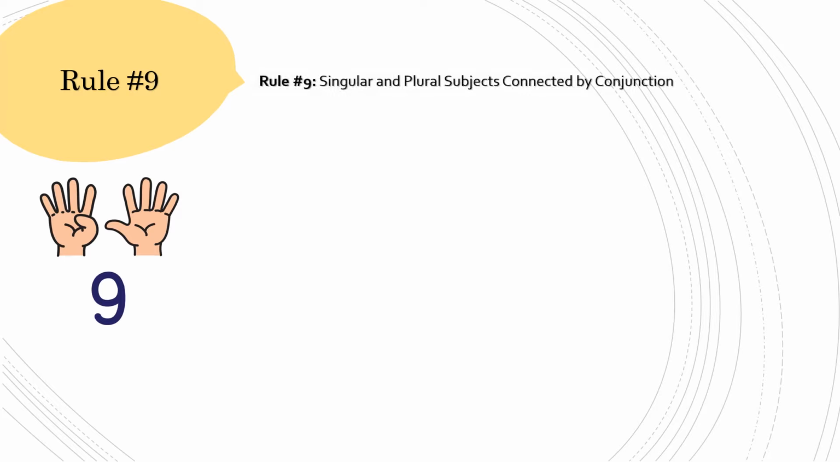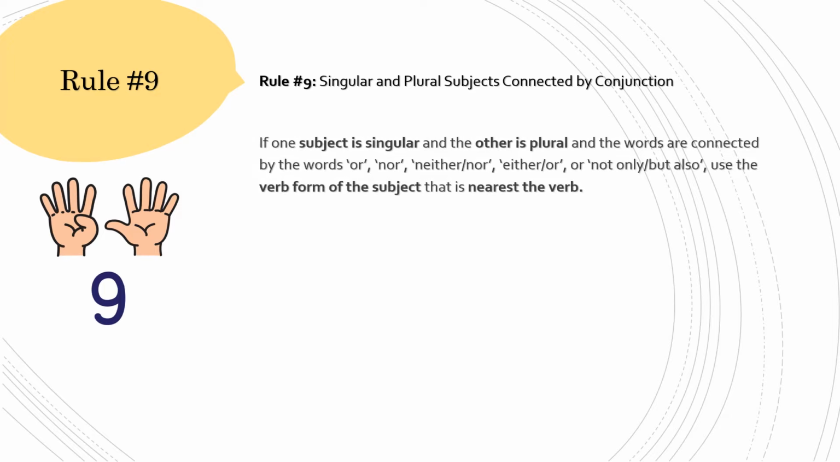Rule number 9. Singular and plural subjects connected by conjunction. If one subject is singular and the other is plural, and the words are connected by or, nor, neither nor, either or, not only but also, use the verb form of the subject that is nearest the verb.